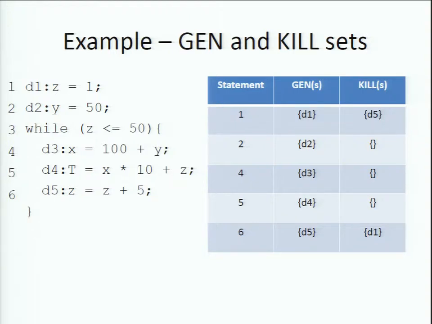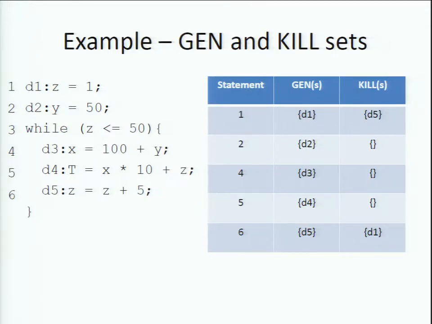Just to illustrate this further, here is our example program again, and I have annotated each statement with a definition. So d1 is the definition z equal to 1, d2 is the definition y equal to 50, and so on. Now what are the gen and kill sets for all the statements? The gen set will simply be the definition itself for each statement. For example, for statement 1 the gen-s is simply the definition d1, for statement 2 it's d2, and so on.